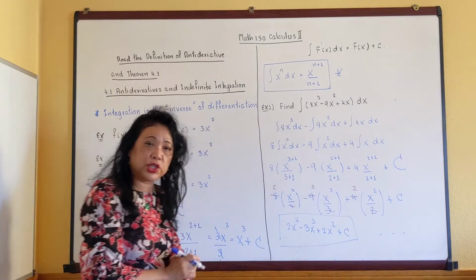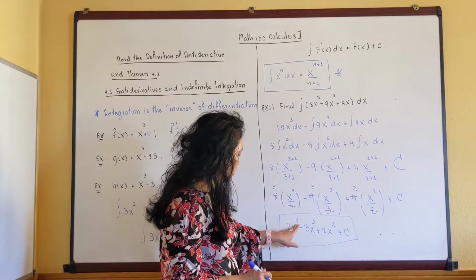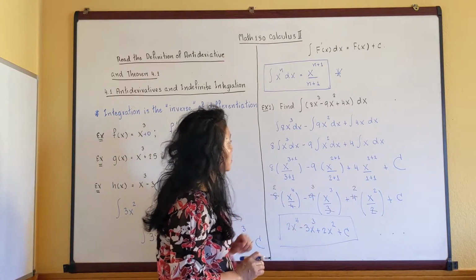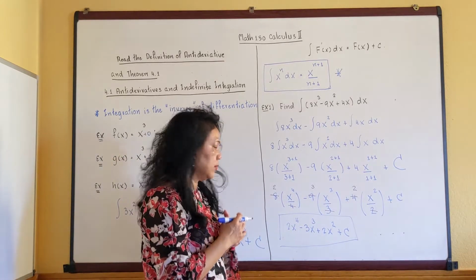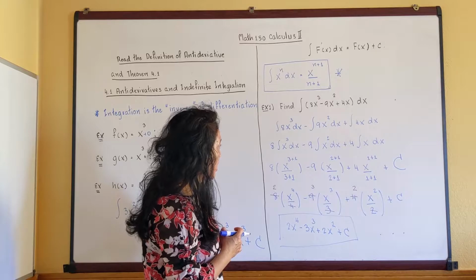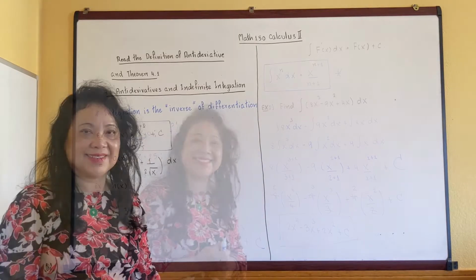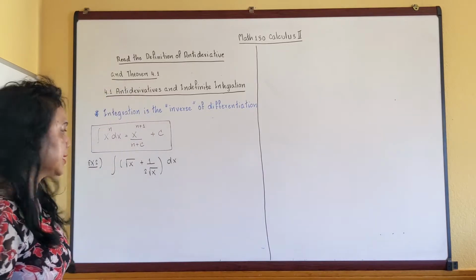And now if you want to check your answer, you take the derivative of this. 4 times 2 is 8, x to the cube. 3 times 3 is 9, the power is reduced by 1, so 9x squared. 2 times 2 is 4, x to the first. Right? Alright, let's look at our next example.